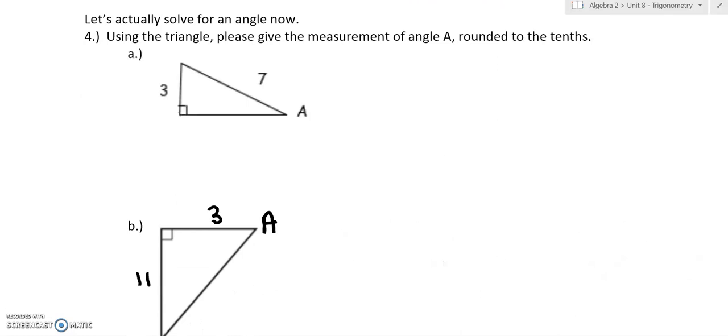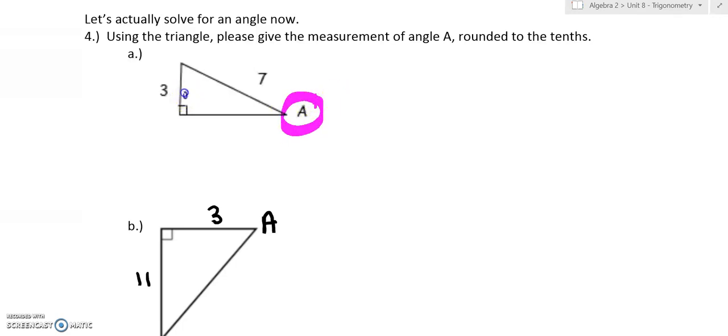Let's actually solve for some pieces. We actually have a triangle. Let's go through it. Using this triangle, problem 4a, please give the measurements of angle A, round to the 10th. Okay, so we're still going to 1 decimal. We're finding angle A. So what I'm going to do is circle my reference angle that it wants me to go off of.